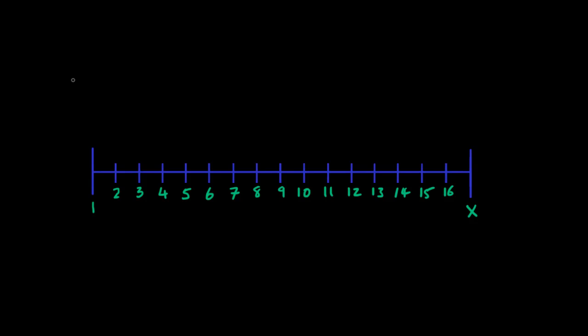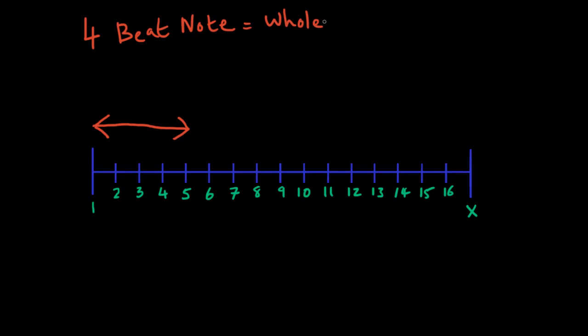So I've still got my graph of 16 beats here, and I'm going to draw in a sound that's going to last for 4 beats. So I'm going to start on beat number 1, and I'm going to draw a sound out that lasts for 4 beats. Now, the special name that we have for a 4-beat note is a whole note. So any note that lasts for 4 beats in the music, we can call that a whole note. And anyone you were talking to would know that that's going to last for 4 beats in the music.